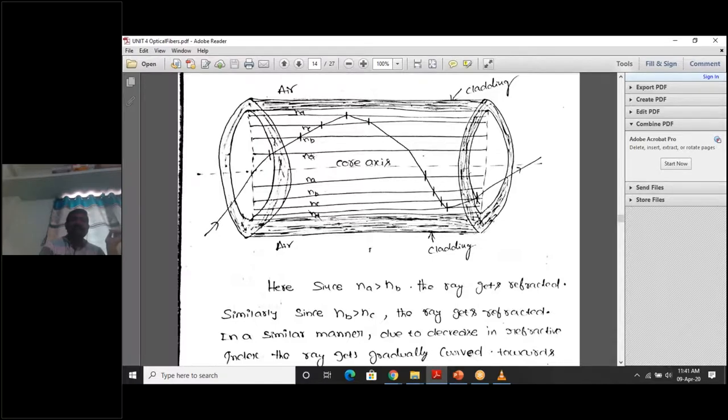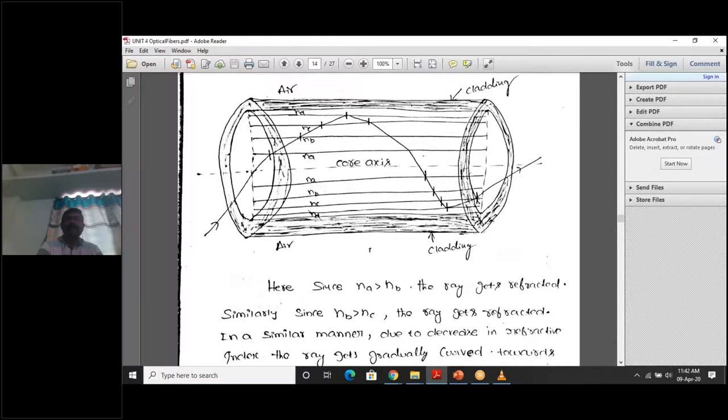Here NA is the highest refractive index, and the refractive index decreases. The light ray now refracts from this point and touches layer A. Since NA is greater than NB, layer A acts as a denser medium and layer B acts as a rarer medium. So if the angle of incidence is less, then it undergoes refraction. Here the light ray undergoes refraction.